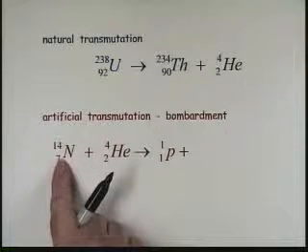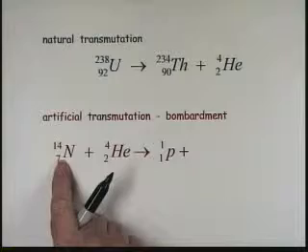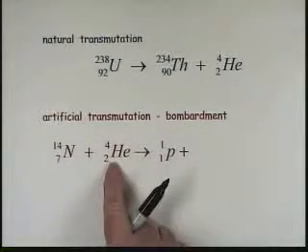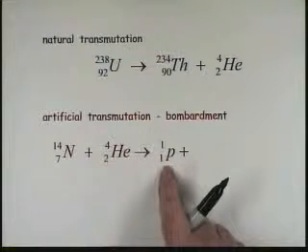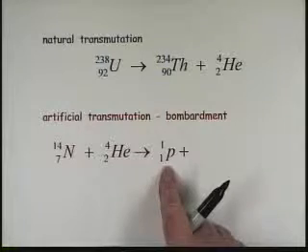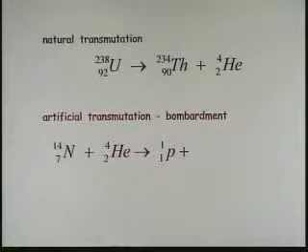This is a stable isotope of nitrogen. To force it to change into another element, it's bombarded or hit by an alpha particle. The result is that a proton is given off and a new element is produced. See if you can identify it by completing the balanced equation and tell your teacher.